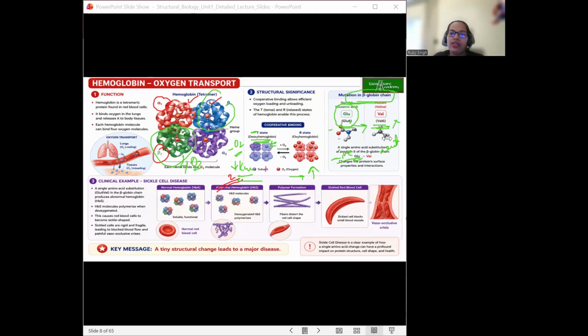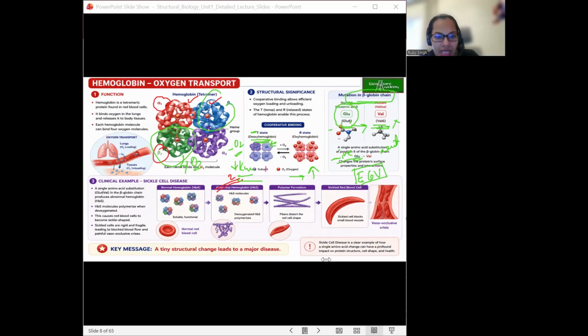Now, what happens when this mutation happens? As we see, glutamate at position 6 is going to become a valine. We also write it in the short coding, which is also important. Whenever we are talking about sickle cell anemia, you need to remember the mutation is E6V, where E is the glutamic acid, 6 is the position, and it is getting converted to valine.